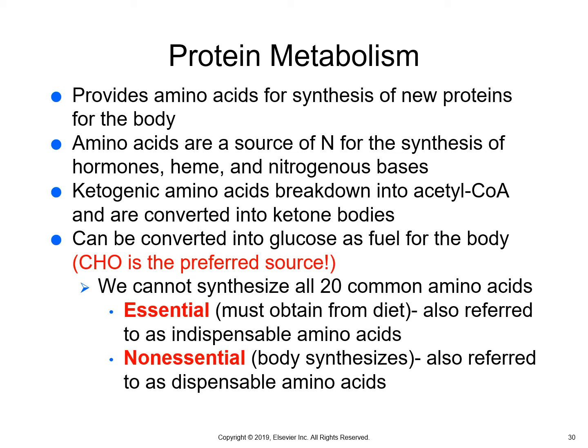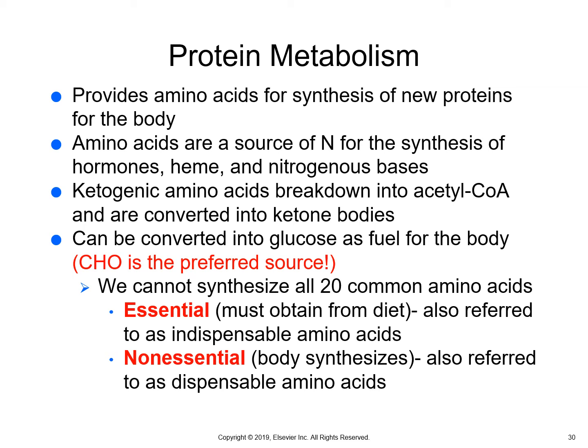There are ketogenic amino acids that will break down into acetyl-CoA that are then converted into ketone bodies. They can be converted into glucose for fuel for the body, which carbohydrates are the preferred source.